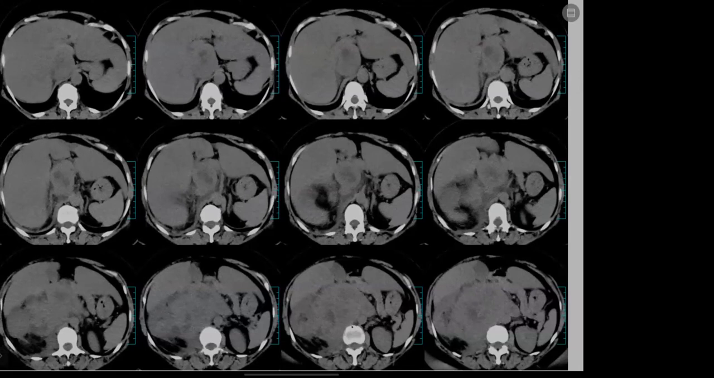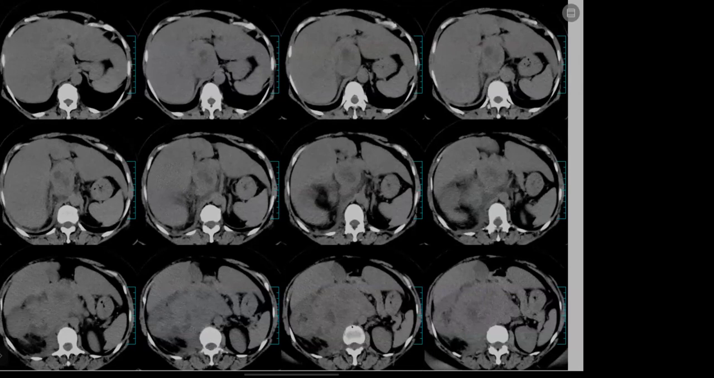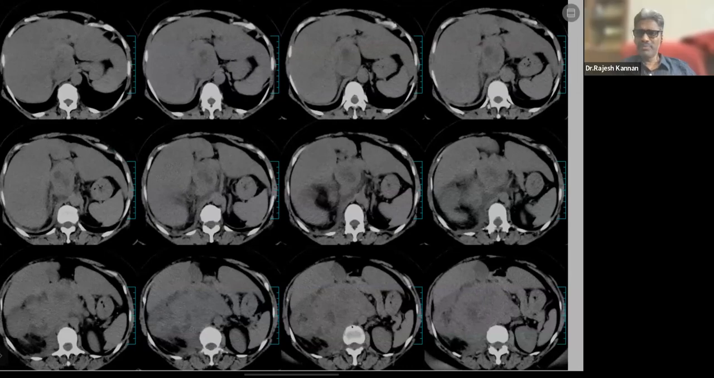Okay. Yes, sir. Because why I am saying this: the same type of lesion, one of the important common exam cases, is the duodenal hematoma. Okay, sir. So only on a plain scan will you be able to pick it up. Okay, sir.